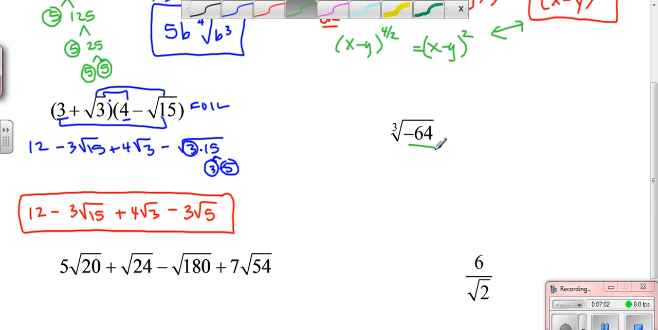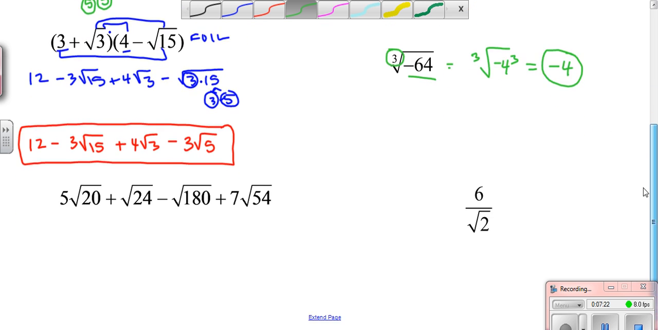Now, I have negative 64 under the cube root. Remember, I can take odd roots of negative numbers. So what is this? This is negative 4 cubed. What's the cube root of something cubed? Just the something. So there's your answer.